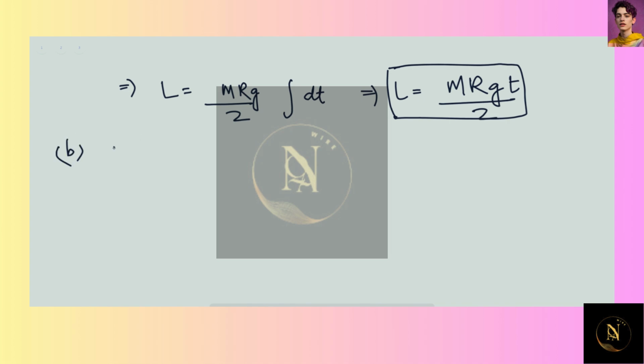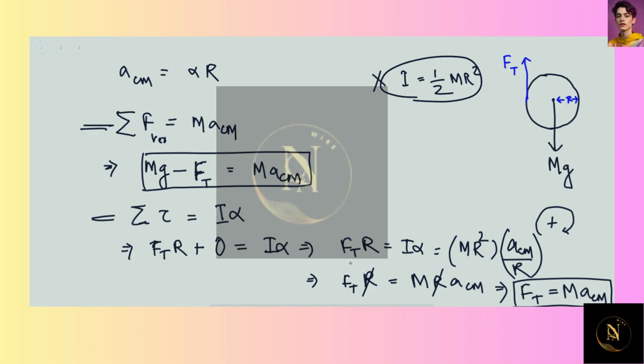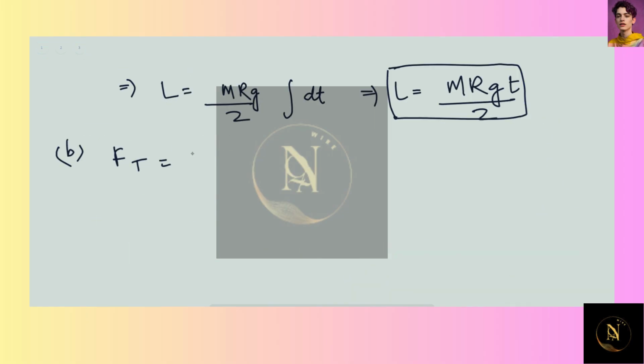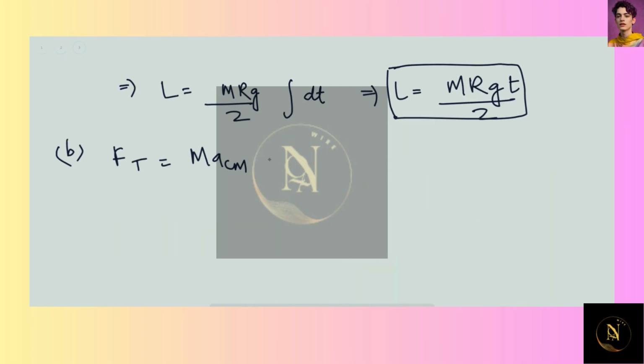Now for the second part, we have to find the tension. We already saw that from this equation over here. We derived an expression for the acceleration of the center of mass, and we found that to be g over 2. So we plug that into this equation. So Ft will be equal to mass times g over 2. As you can see, since mass and g are constants, the tension force is constant in time.